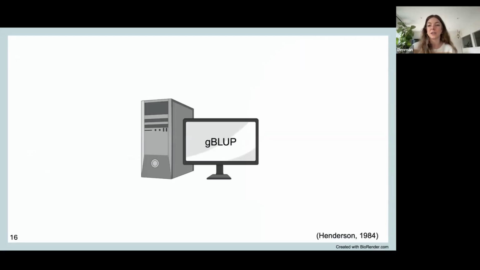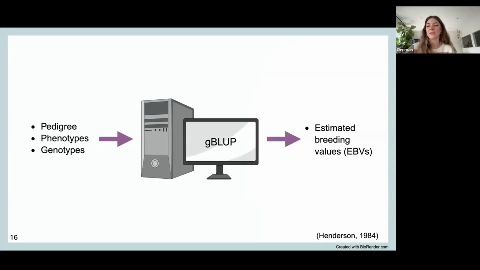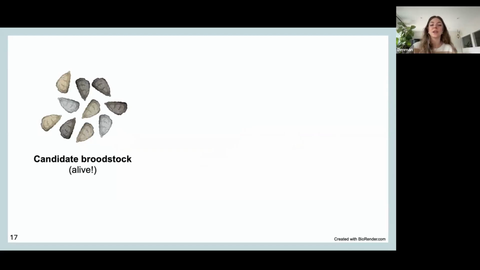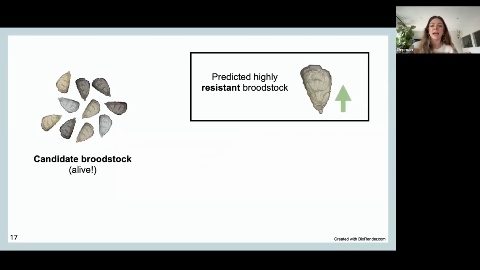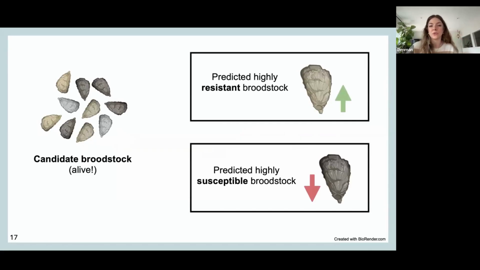This is done using a linear model called a BLUP. I'm not going to get into the math behind the model, but essentially you supply this model with your pedigree, so who is related to who across generations. You have your phenotypes, so this would be the survival of the oysters that went through that initial challenge, and then you have your genotypes of your disease challenged individuals as well as your new candidate broodstock. One of the things that this model outputs is estimated breeding values. Using those estimated breeding values, you can look within your candidate broodstock and find individuals with predicted high resistance or predicted susceptibility to the pathogen.